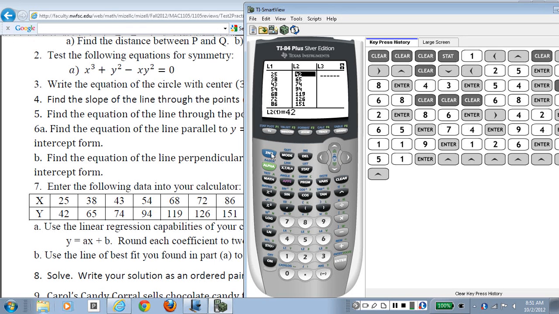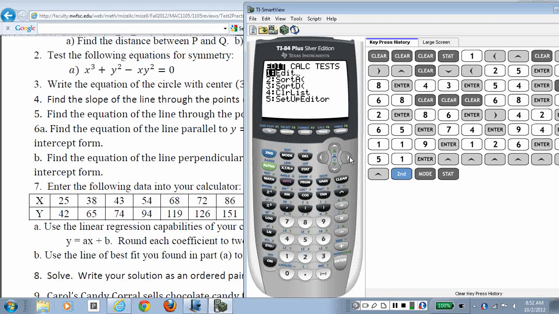Second mode button, second quit. I don't think it's absolutely necessary, but a lot of times it's a good idea to get back to the main screen. Once you get back to the main screen, you can have the calculator find the linear regression equation by pressing the stat button, followed by the right arrow to go to the calculate menu, followed by number 4.